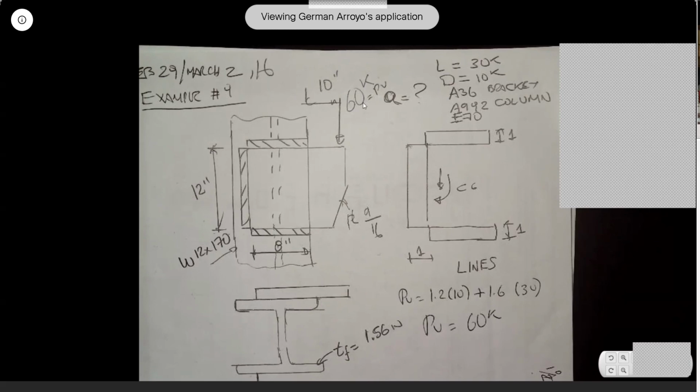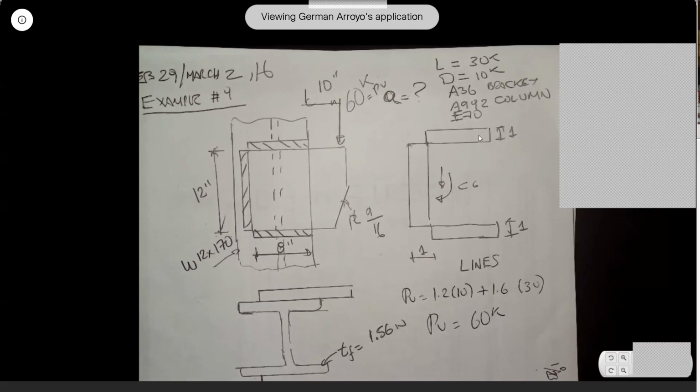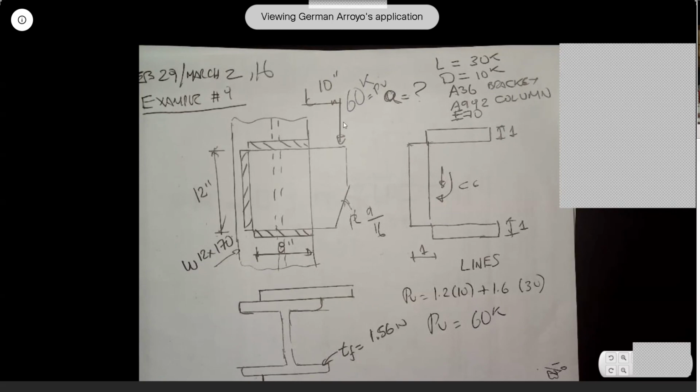Before I computed P_u, the live load was 30, the dead load was 10, 36 for this plate that's called a bracket, and 92 for the column, electrode is 70. So to do the computation, what I have done in here is put the weld with a thickness of 1 inch, just to be able to do the computation. I have put the centroid. I have not located the centroid yet, but this force has to be transferred to the centroid. Whenever this force is transferred to the centroid, there is a moment. So I had this in here, the centroid with the force and the moment.